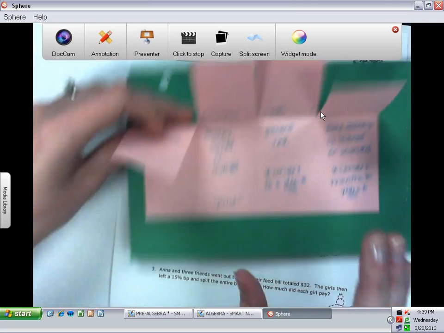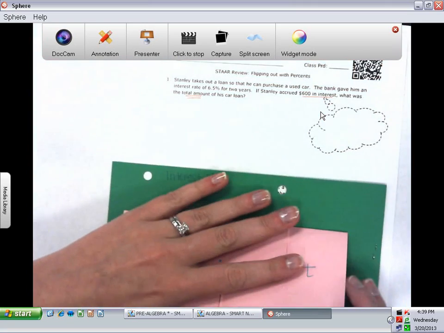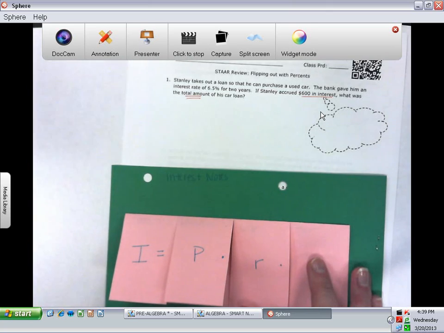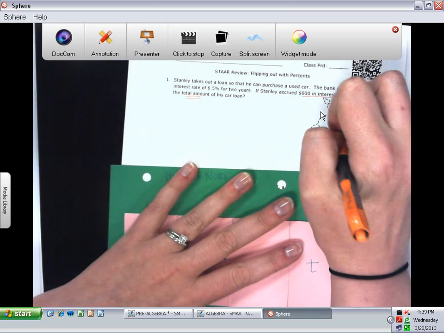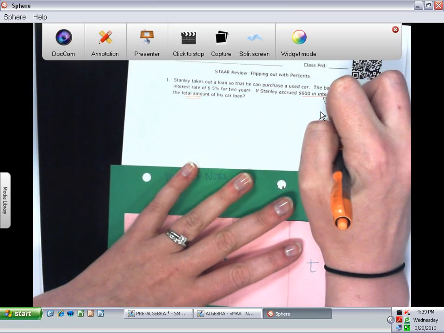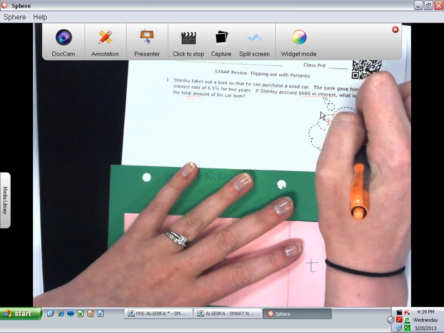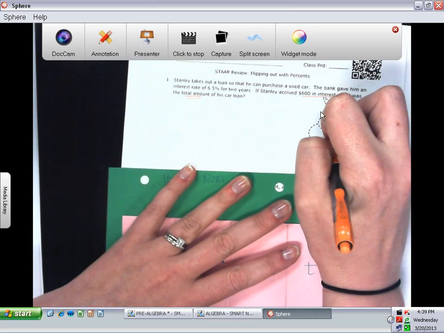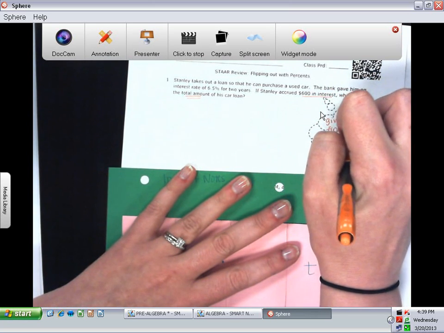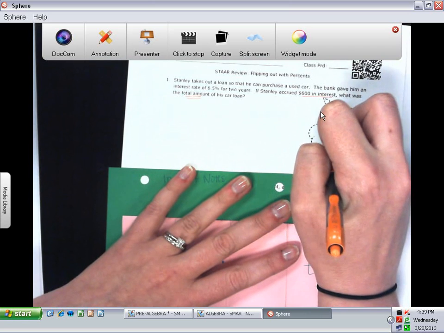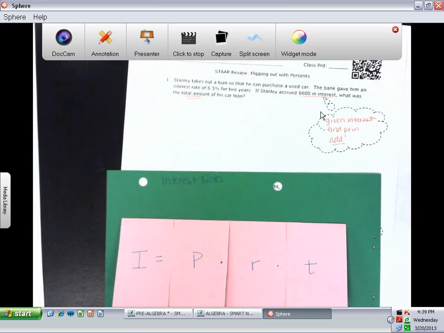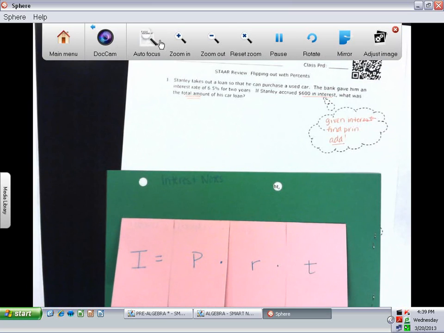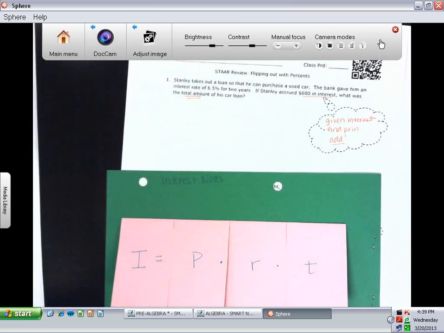Alright, so what they're asking for is the total amount of the loan, and they've given me the interest. So I'm going to write in my little thought bubble here, I'm given interest. And I want to find the principal. If I want the total, I've got to find the principal, and then I'm going to add them together, and that's really important. So not only do they want the interest, they also want the principal. So my first step is going to be to figure out the principal.